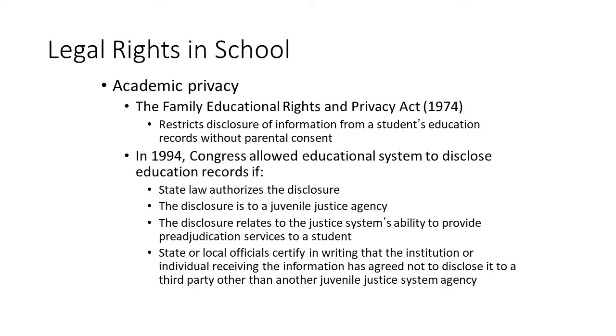The disclosure is to a juvenile justice agency, like a court system or probation, or social services even, who prosecutes those cases. In New York State, those are the ones who prosecute the cases. The disclosure relates to the justice system's ability to provide pre-adjudication services to students. State or local officials certify in writing that the institution or individual receiving the information has agreed not to disclose it to a third party other than another juvenile justice agency.